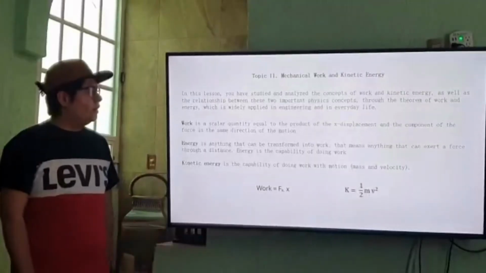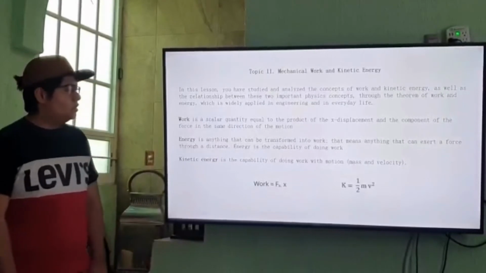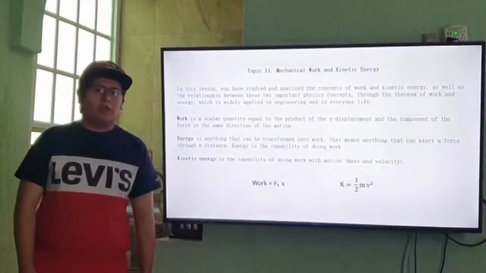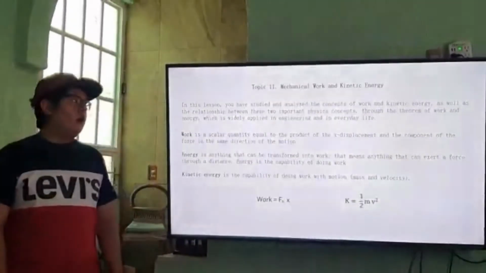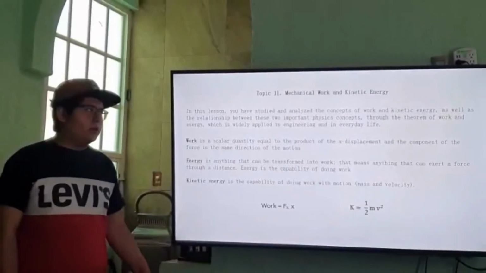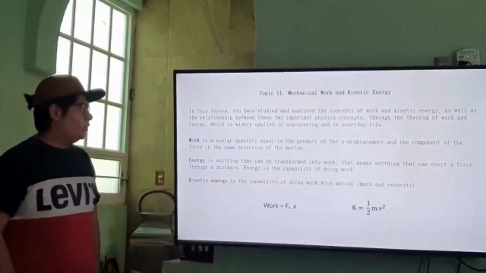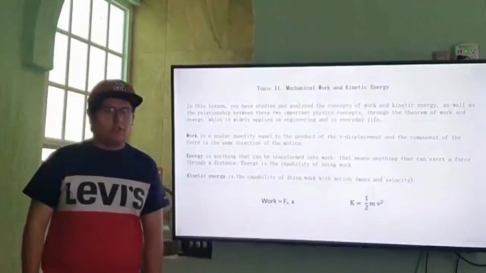And topic 11 talks about mechanical work and kinetic energy. This is a topic where we need to learn more about the concepts that we are going to be applying in other topics. The first thing talked about in this topic is work, which is a scalar quantity that can be applied in the direction of the motion of an object.